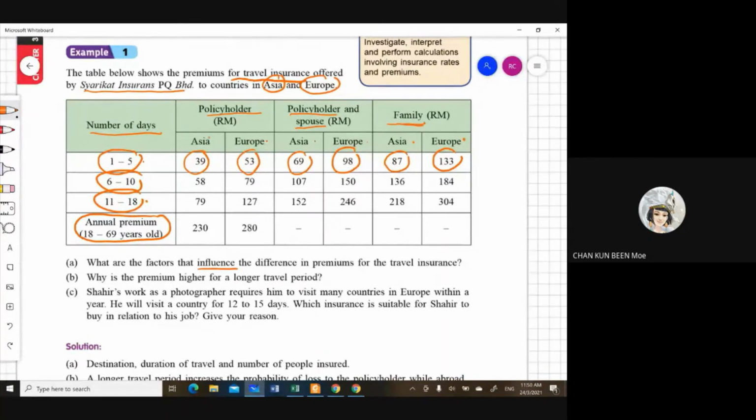Okay, first, is Asia, Europe. Asia, Europe, that is the destination. You can look at the solution down here. The destination will influence the difference in premium. Okay, you go to Asia, 39 ringgit, but then if you go to Europe, 53 ringgit. After that, the duration of travel, that is the number of days, also will influence it. And last thing is the number of people insured. Okay, 1 person, 2 person, more than that.